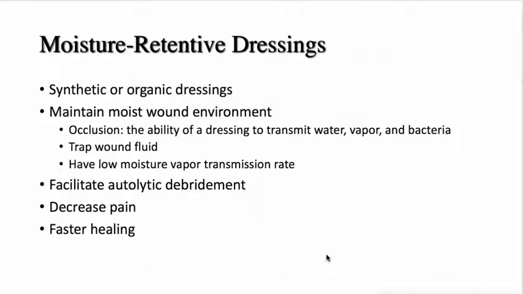Moisture retentive dressings, those are synthetic or organic dressings. We want to maintain that moist environment. We want to occlude the area if needed to trap the wound fluid. We want a low moisture vapor transmission rate. That facilitates autolytic debridement, decreases pain, and allows for faster healing.